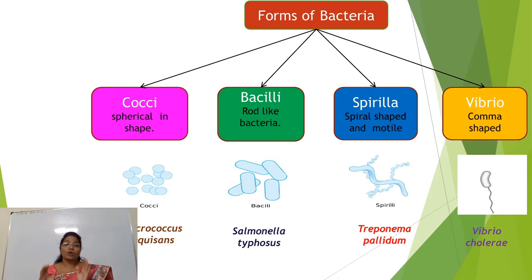Bacilli means rod-shaped bacteria. So this is the figure of bacilli. When there is a single rod-shaped bacterium, it is called a bacillus, and when there are many rod-shaped bacteria, they are called bacilli. The well-known example of bacilli is Salmonella typhosus. Salmonella typhosus is a bacterium which causes typhoid disease.